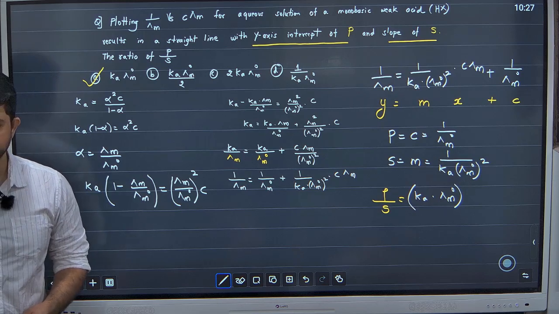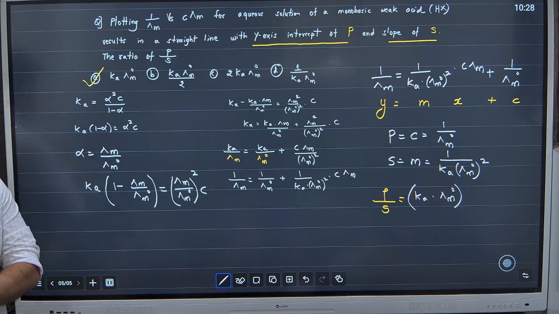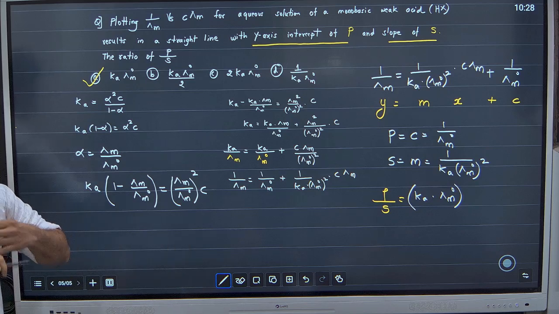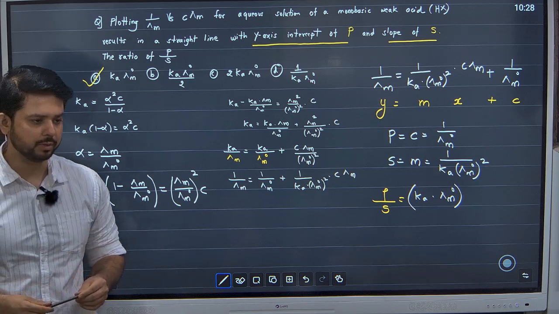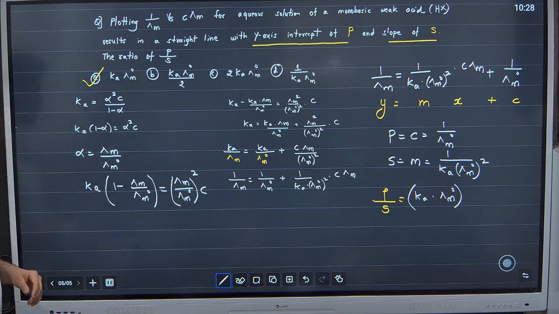Did you people understand this? Okay, this is a JEE Advanced PYQ. I don't remember the exact year, but I think it is a PYQ from one of the last 2-3 years. Okay, come on, copy the solution.